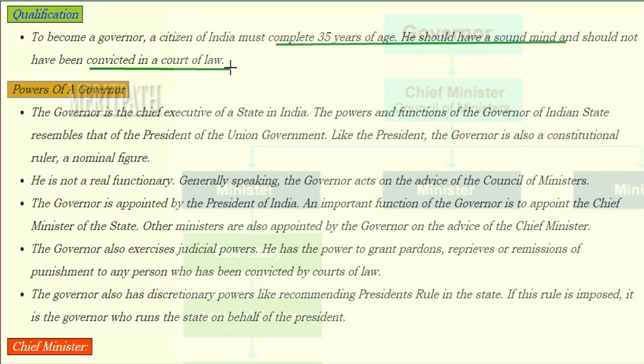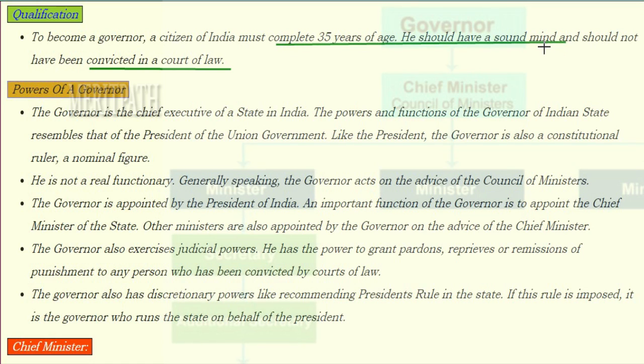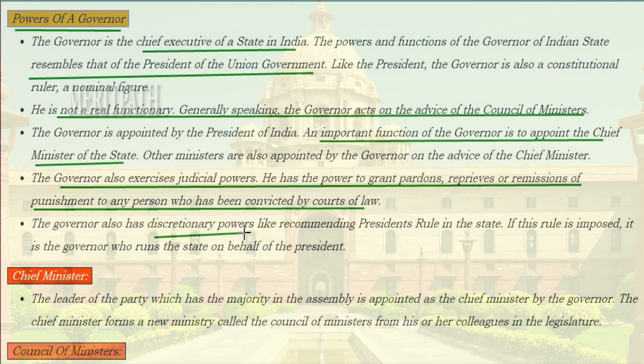He or she must be a citizen of India, complete 35 years of age, have a sound mind, and shouldn't be a criminal or have been convicted in a court of law. What are the powers of a governor? So the governor is the chief executive of a state, and the powers and functions of the governor of the state resemble those of the president of the central government. So same like the president, the governor is also a constitutional ruler, just a nominal figure. He is not really functional. So generally speaking, the governor acts on the advice of the ministers only.